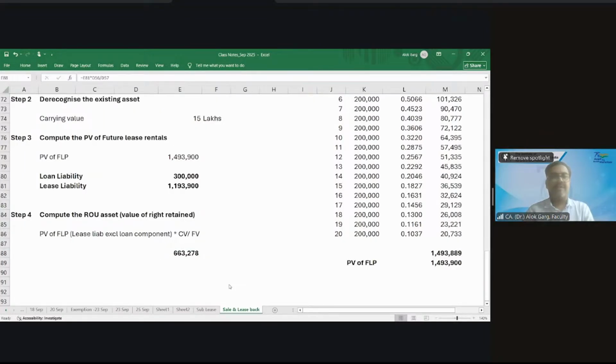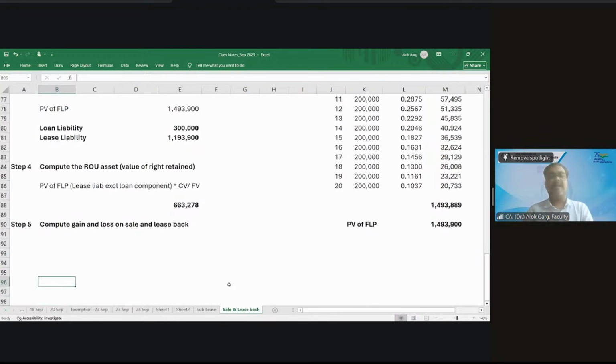So now step number 5. Compute gain and loss on sale and leaseback. How will we compute it? Balancing figure. Right? So we compute from the accounting entry at the time of sale and on the commencement date.